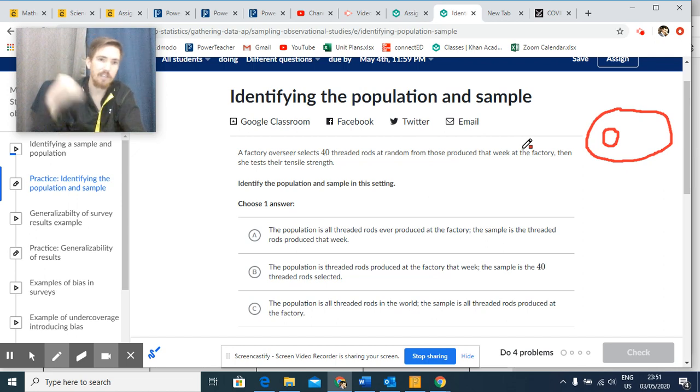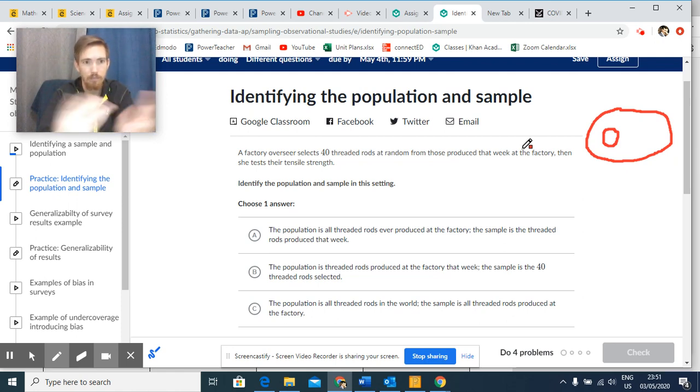On the worksheet, I have given you 4 questions. You just need to look at them and tell me what is the population and what is the sample. That's all you need to do. Just 4 of them.